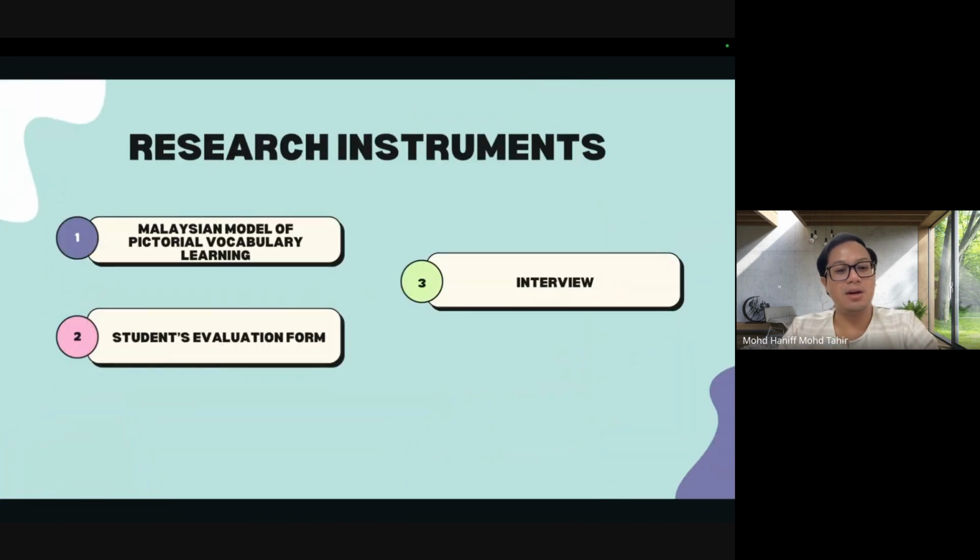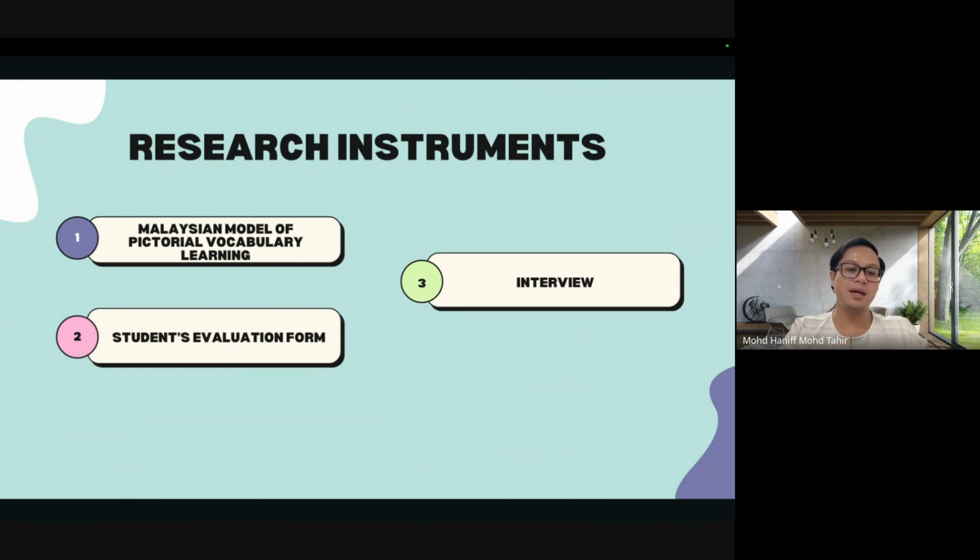This study implements the use of research instruments. The first research instrument is a well-developed Malaysian model of pictorial vocabulary learning that has been proposed by the researcher in terms of the intervention of this research.